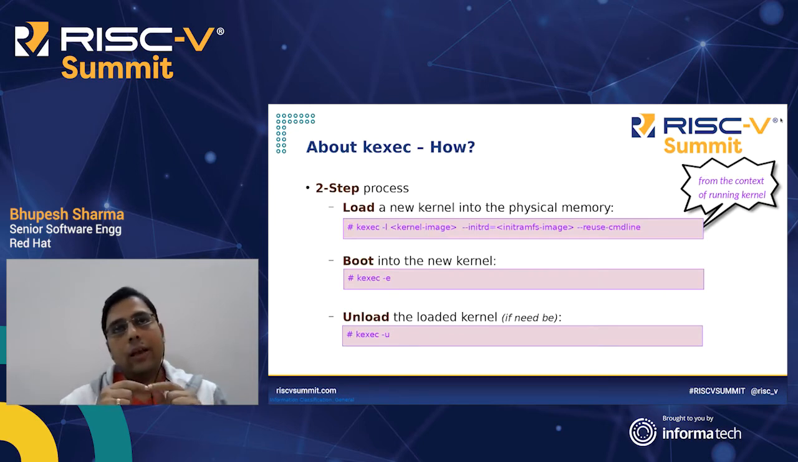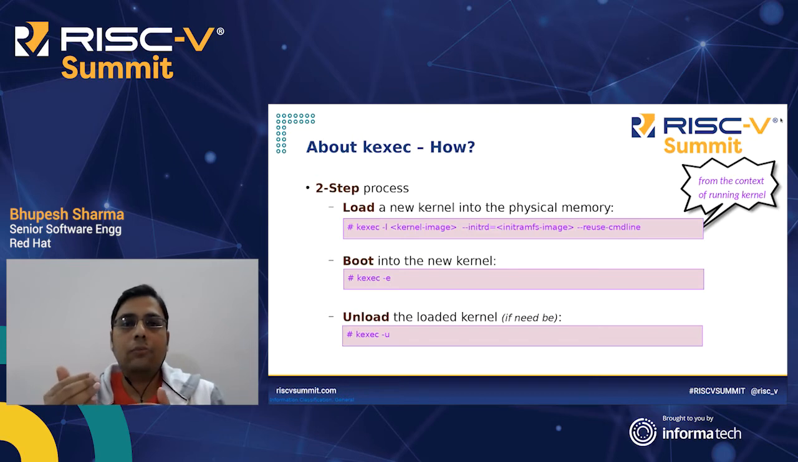Okay, so let's talk a bit more now about user space. What happens exactly in user space for kexec? Again, it is a two-step process. You basically use the kexec utility, which is provided by the kexec tools package, and using the -l flag, you load the desired kernel from the context of the currently running kernel. Also, you can specify the initramfs image that you want to load, and you can modify the boot arguments that you want to run the kexec kernel with.